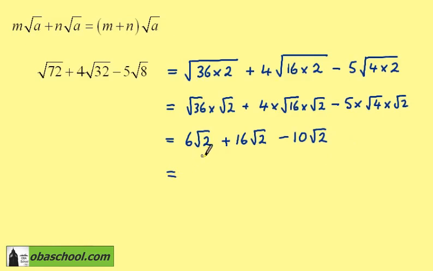We can then collect these up. 6 and 16 is 22, so we have 22 root 2's, take away 10 root 2's, which gives us 12 root 2's.